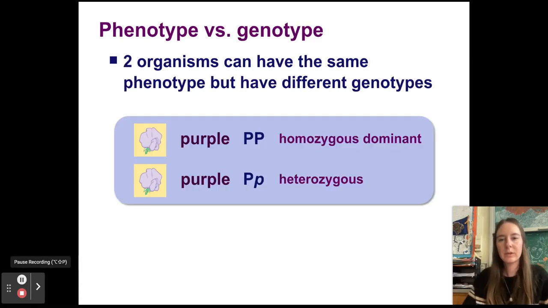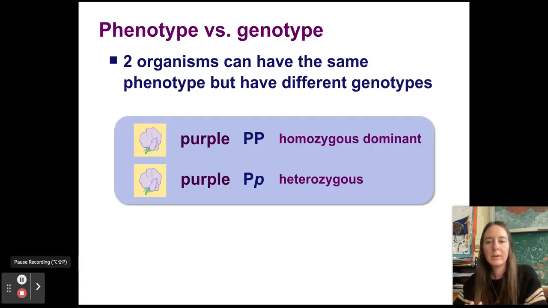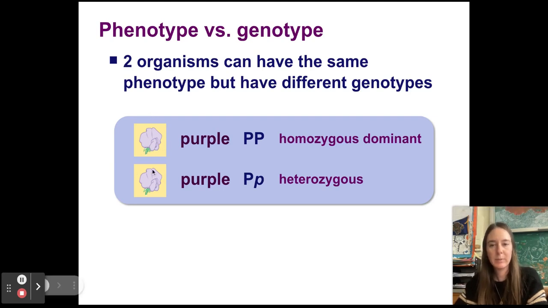Okay, so we've learned the words phenotype and genotype, and we know that 2 organisms can have the same phenotype. So this one, purple and purple, same phenotype, same physical appearance, but can have different genotypes, different homologous chromosomes with alleles. So in this case, purple, we call this homozygous dominant. Why?